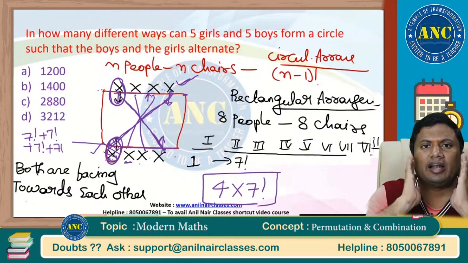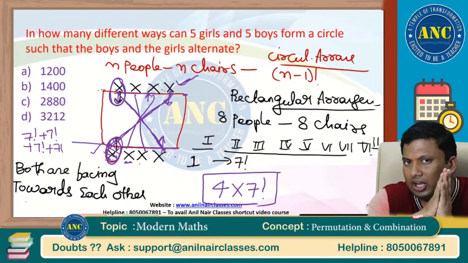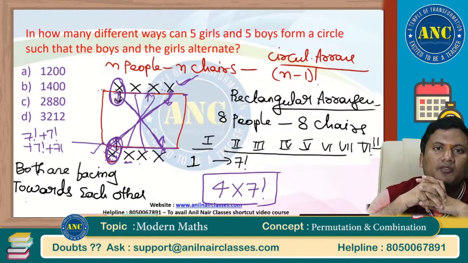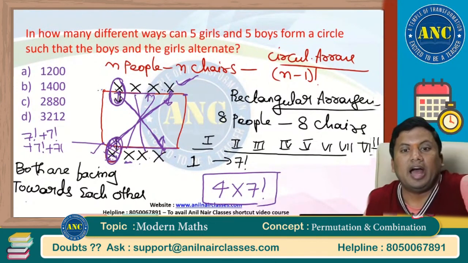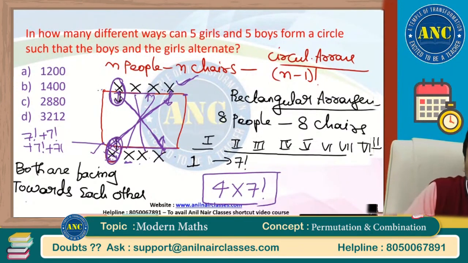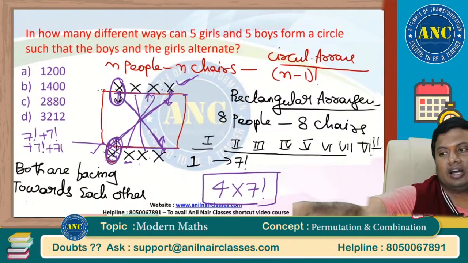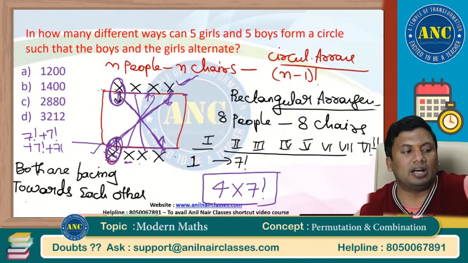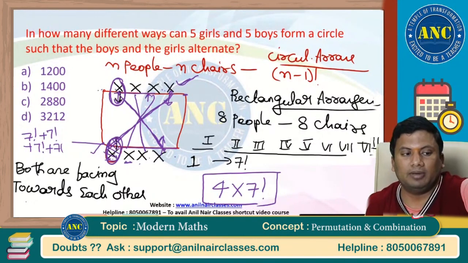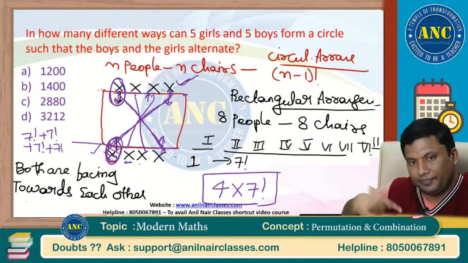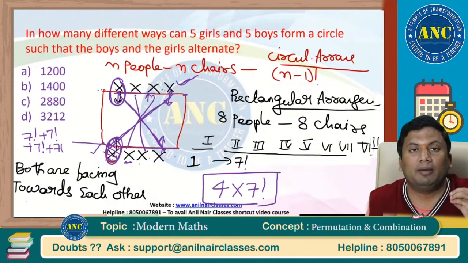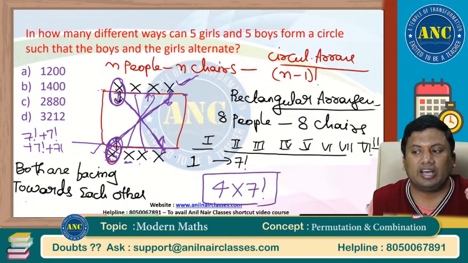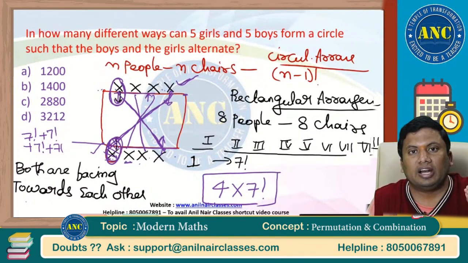If you think logically, rectangular arrangement is very, very simple. If there is a table with 4 people here and 4 people sitting opposite, one person in this corner and another person in that corner, both are similar. Second from here and second from here, both are similar. Everybody kindly reply if this logic is clear to you. Is this logic clear to you? Why is it 4 into 7 factorial?